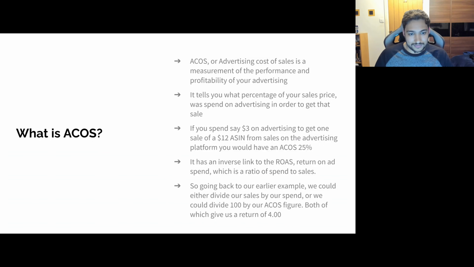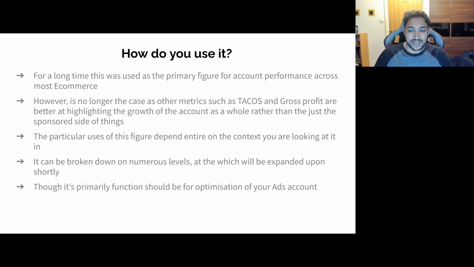So now we know what it is, how do we use it? For a long time, this was used as the primary figure for account performance across most e-commerce, not just Amazon, but other platforms such as Facebook and Google as well. However, this isn't the case as much anymore. It still holds some value. However, metrics like TACoS and gross profit are much better at highlighting growth of the account as a whole, rather than just the sponsored side of things, because those figures include far more, and I'll get into that later.